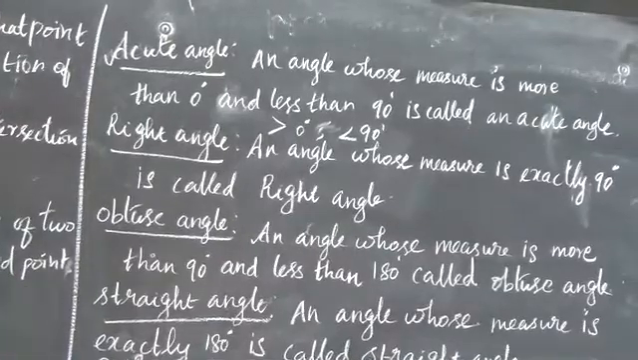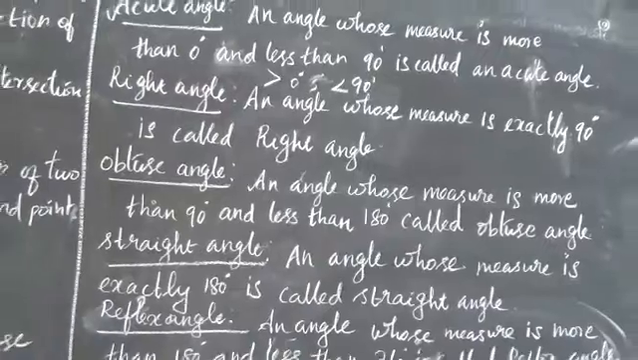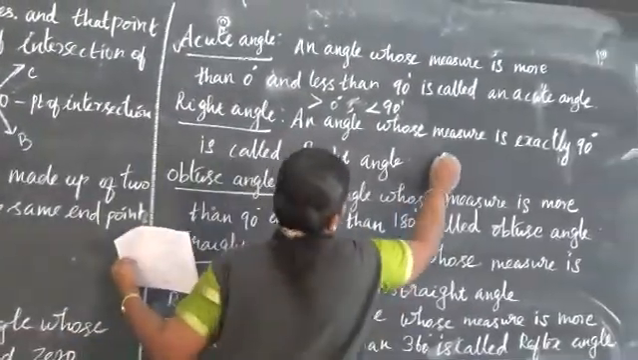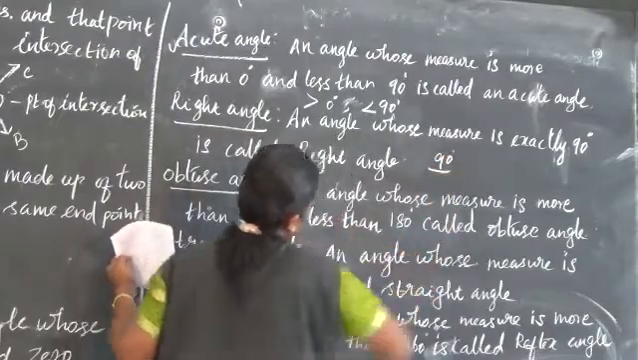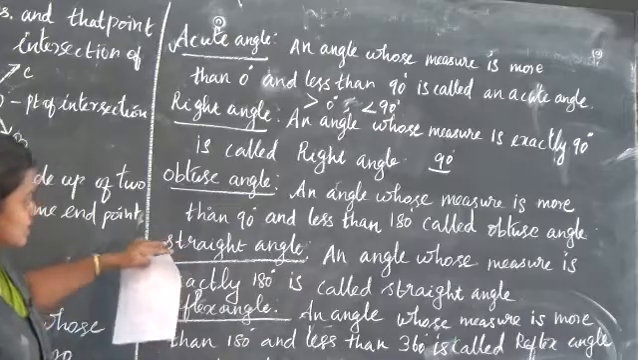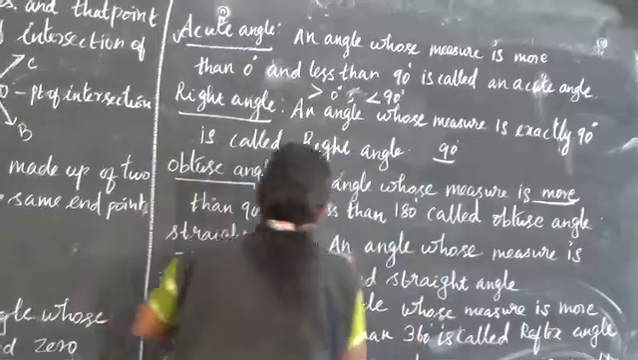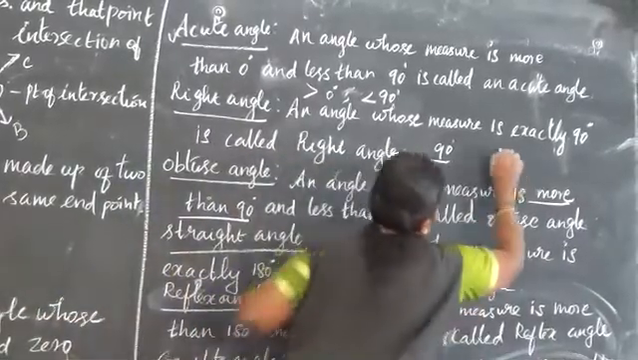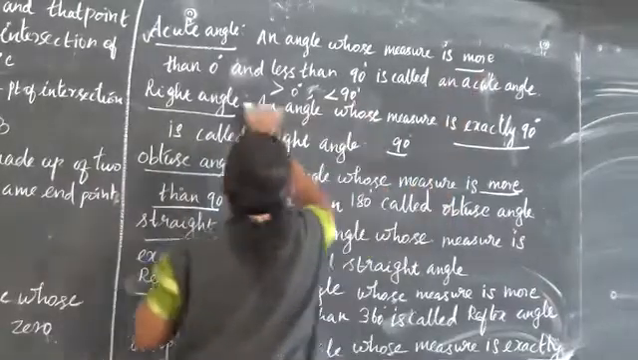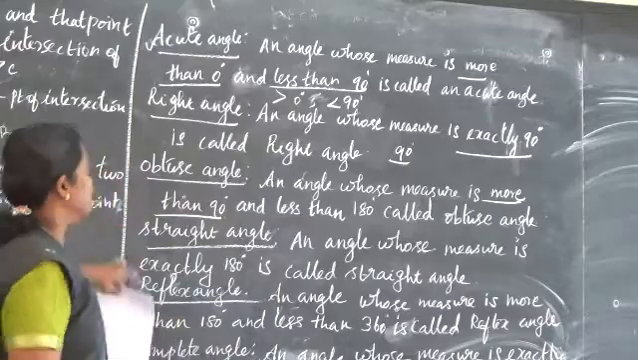Then right angle. An angle whose measure is exactly 90 degree is called a right angle. Exactly 90 degree is a right angle. This is a special angle. And then obtuse angle: an angle whose measure is more than 90 degree. You should underline the words more than 90 degree. Here also you should underline the word exactly 90 degree. Here also you should underline the words more than 0 degree and less than 90 degree.